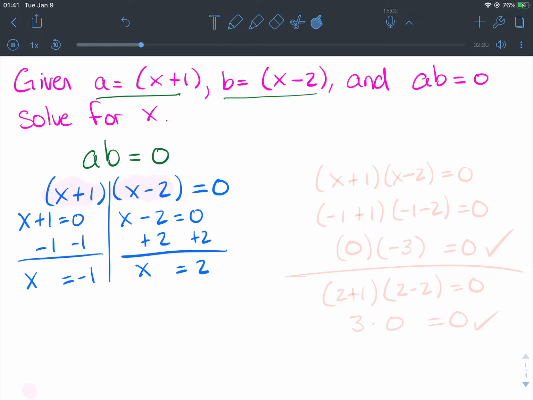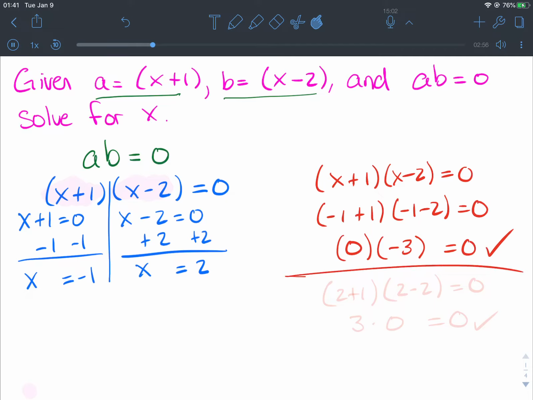So let's do red now. When we had x plus 1 times x minus 2 equals 0, let's try negative 1. What is negative 1 plus 1? And the answer is 0. And then we have negative 1 minus 2 is negative 3. Is that a true statement? Yes, it is. And then let's try the next one. Let's try positive 2.